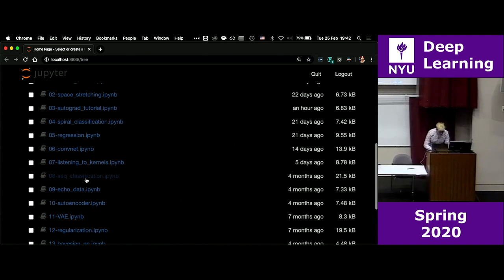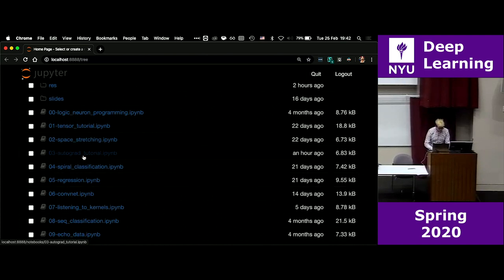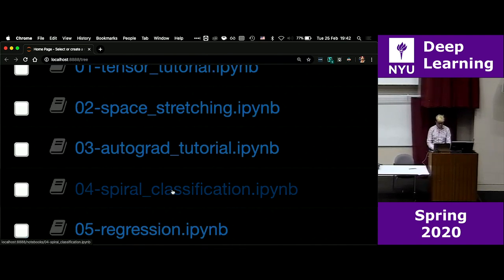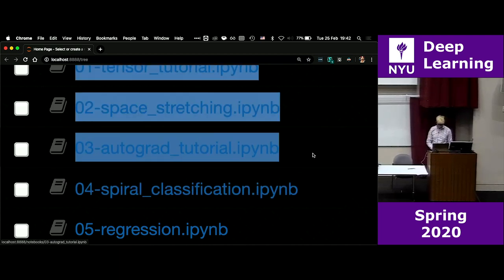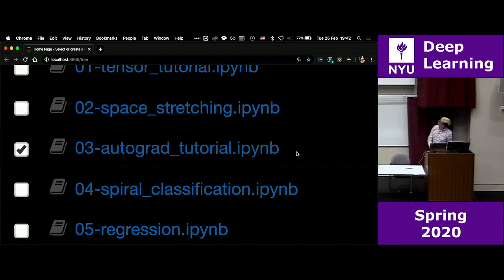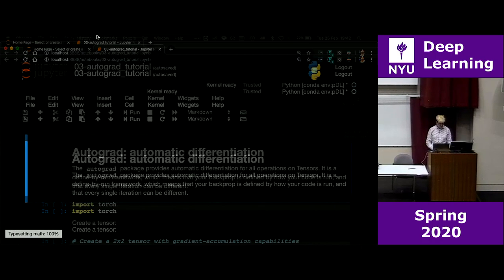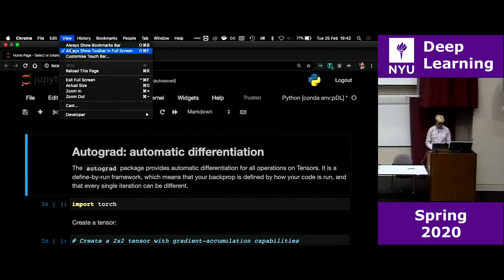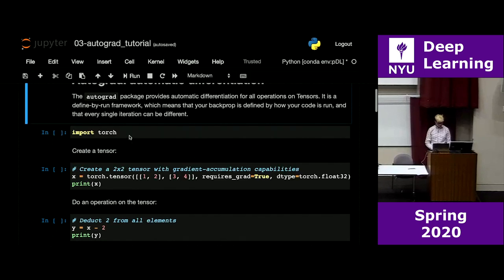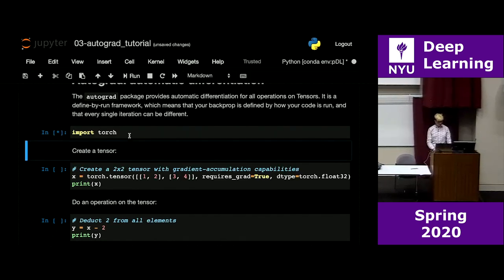All right, so we are going to be going now to notebook number 3, which is invisible. Let me see if I can highlight it. No, it's even worse. Okay, number 3, autograd tutorial. Let me go full screen. Okay. So, autograd tutorial, what's going to be here?